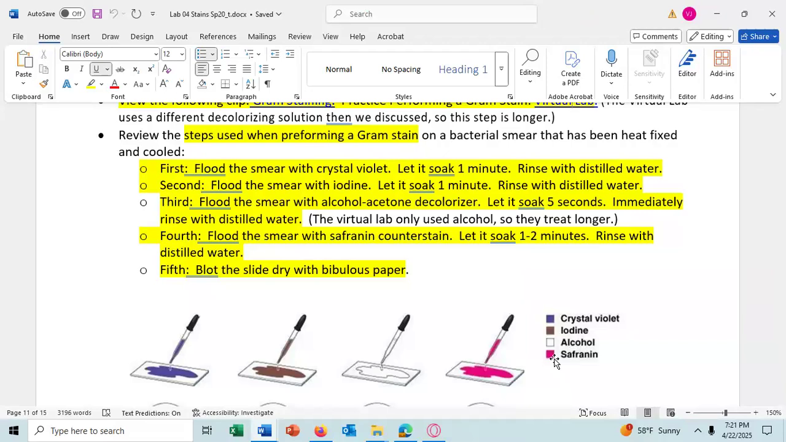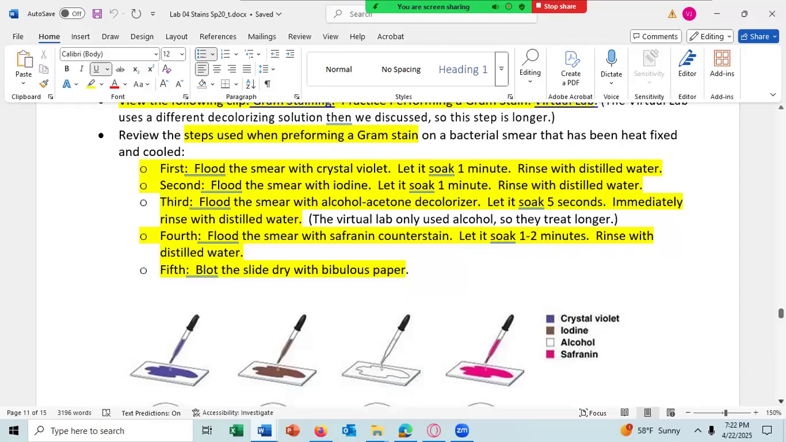You do not move the slide underneath the bibulous paper, nor do you move the bibulous paper on the slide. You just blot it down, and that will remove the water. It will not remove the cells, or at least most of them. And it will remove enough water so then you can use the microscope, including the 100x lens with oil. Any question about any of that?